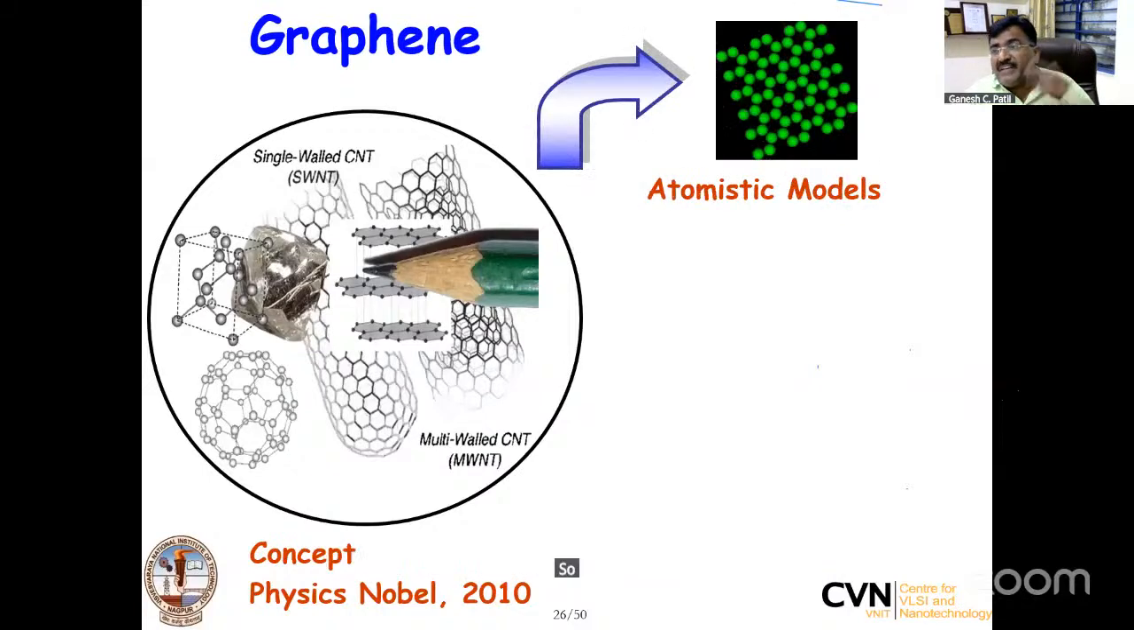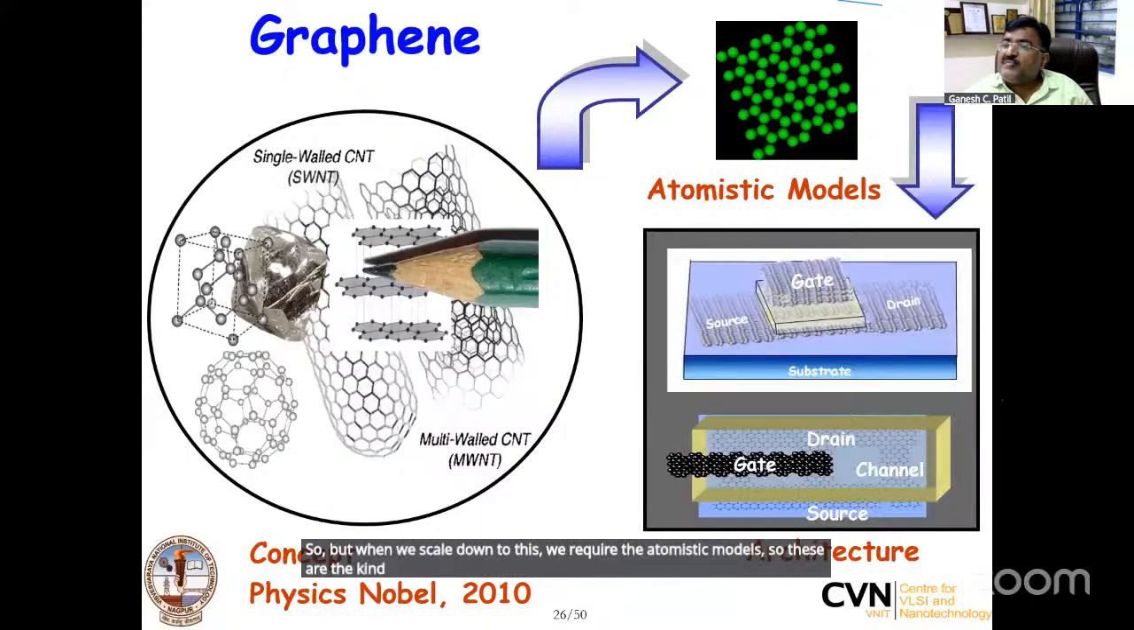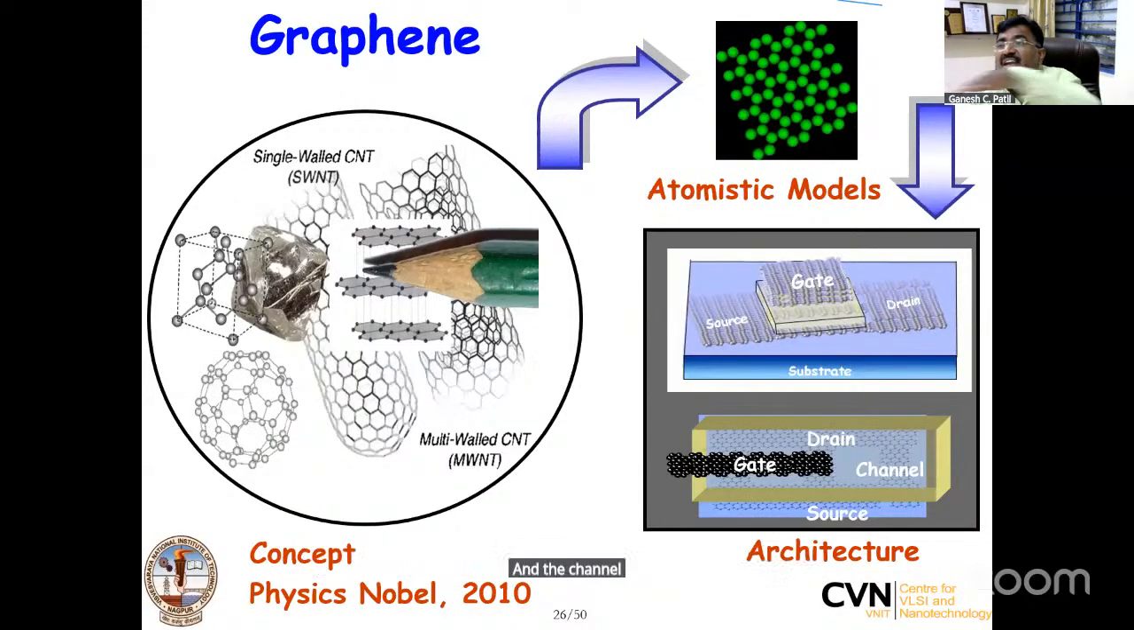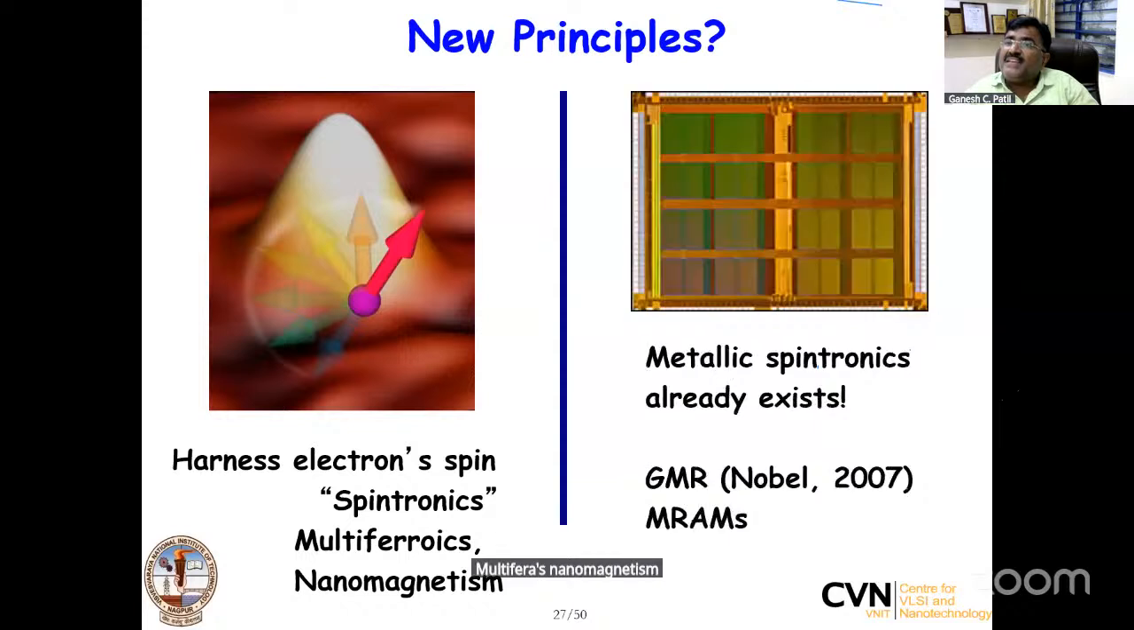But when we scale down to this, we require atomistic models. These are the kinds of structures we could form between the source and the drain, and the channel would be just a graphene plane, a graphene ribbon, right? So these are the new materials people are looking for. Not only this, there will be innovations of new principles like spintronics, multiferroics, nanomagnetism, and the formation of MRAMs also, which we already discussed. So I will just move ahead.